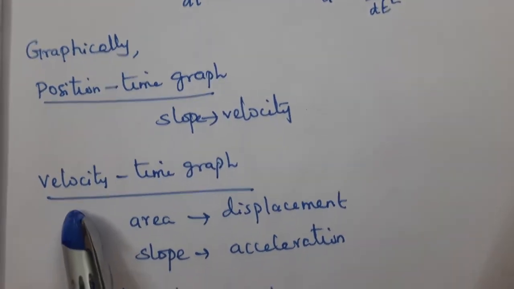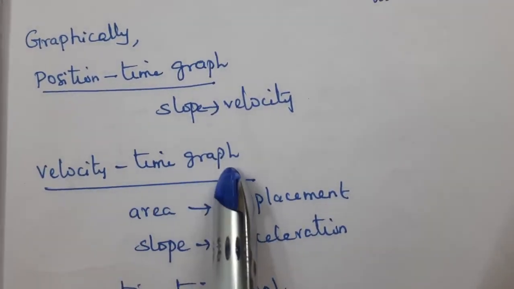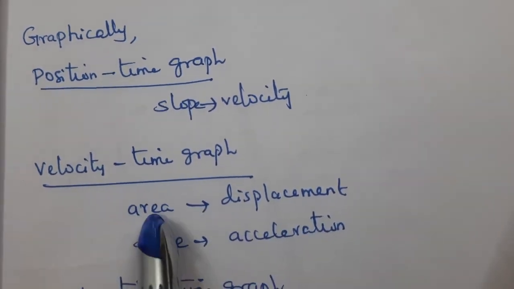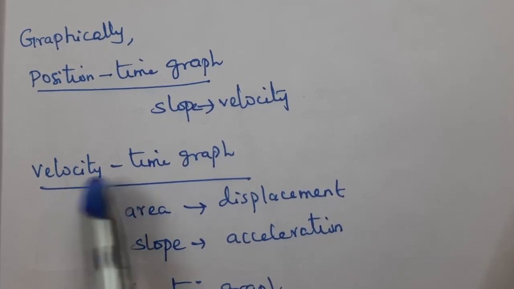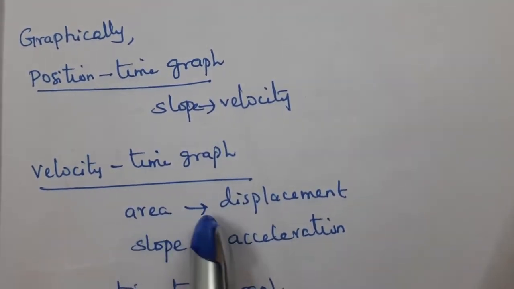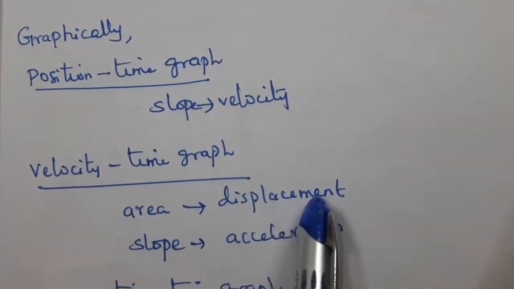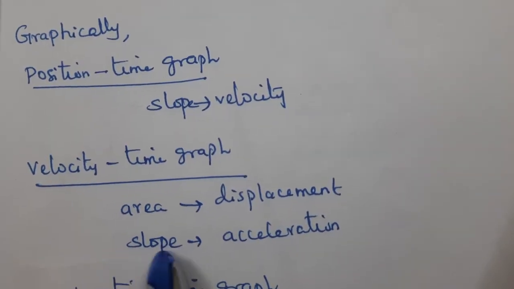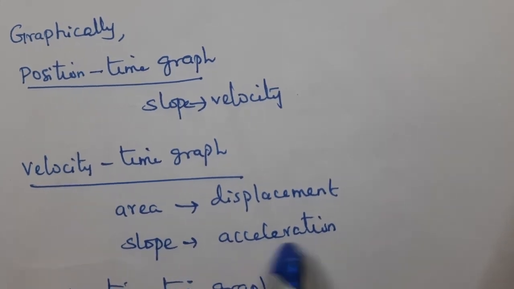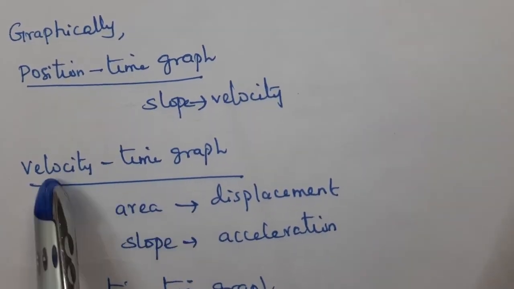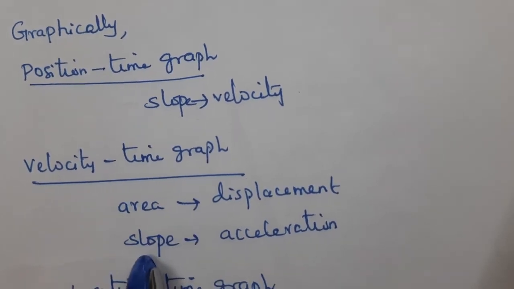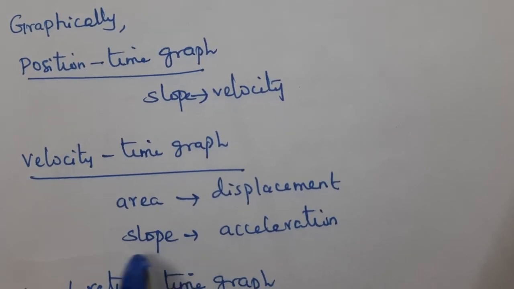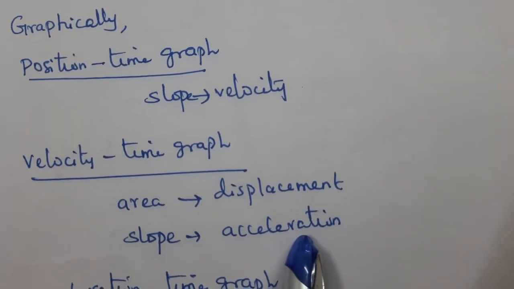Also, in the velocity time graph, the displacement can be obtained by taking the area under the curve. In the velocity time graph, area is equal to the displacement. In the same graph, when we take the slope, that gives the acceleration. So in the velocity time graph, the slope, that is dv by dt, is equal to acceleration.